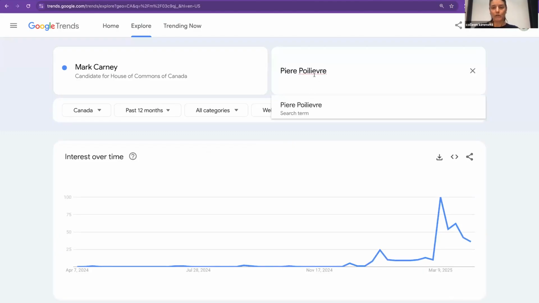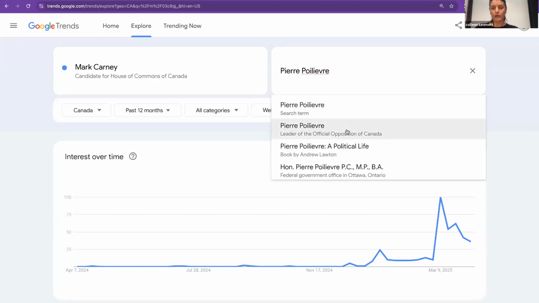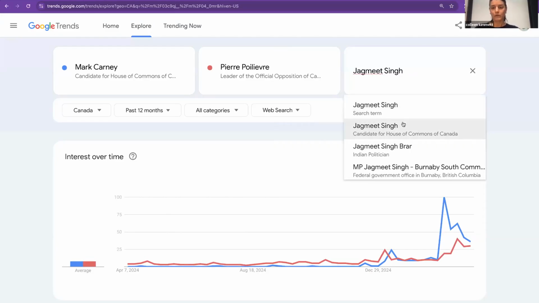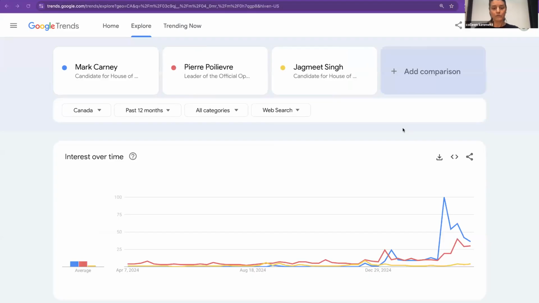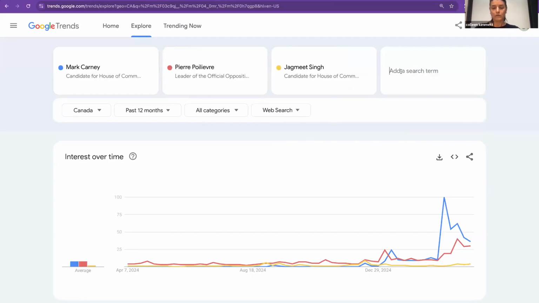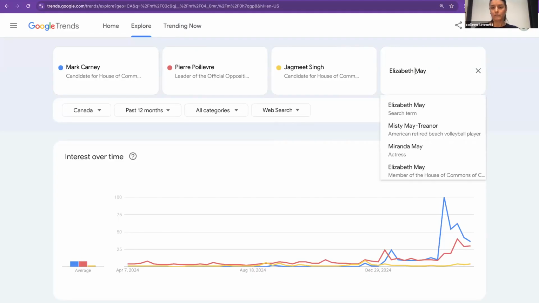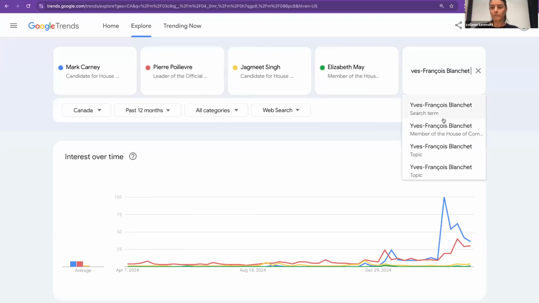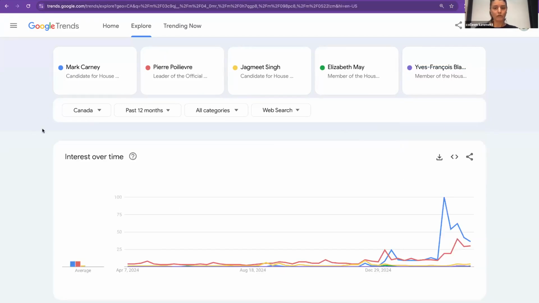Add Pierre Poilievre. This is misspelled, that's why. So here we have, again, a topic there, and the leader of the Bloc.